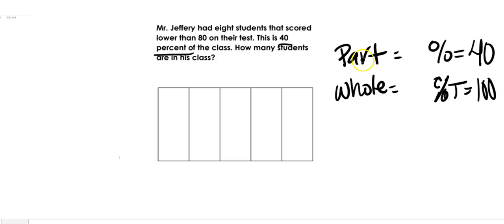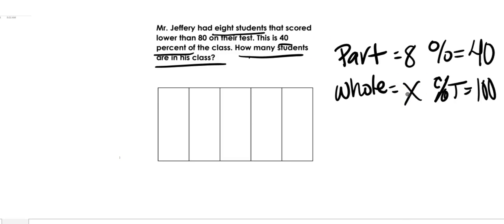Next, we need to find if we have a part or a whole or a total. Now it says Mr. Jeffrey had 8 students that scored lower than 80 on their test. All right, and this is 40% of the class. So since 40% of the class scored lower than an 80, and we know that 8 students scored lower than an 80, that is going to be our part. And the question's asking how many students are in the class. So we're looking for our whole.